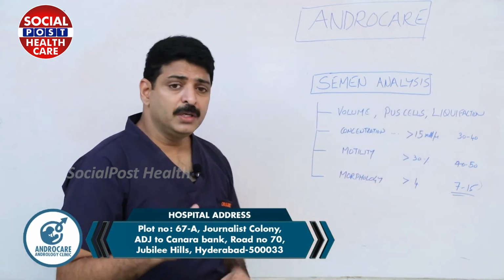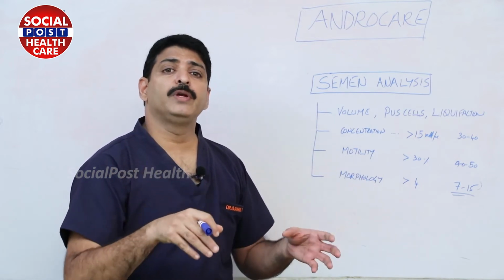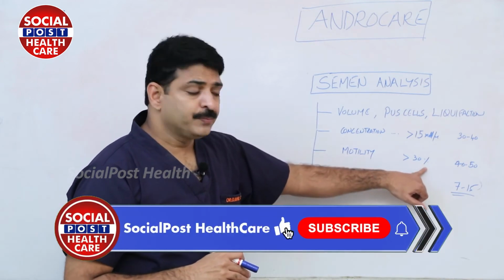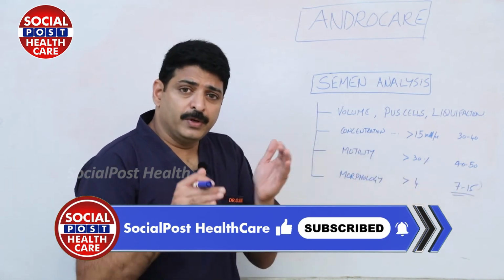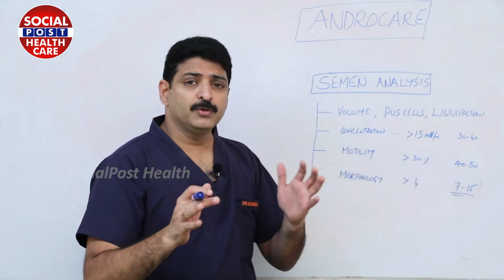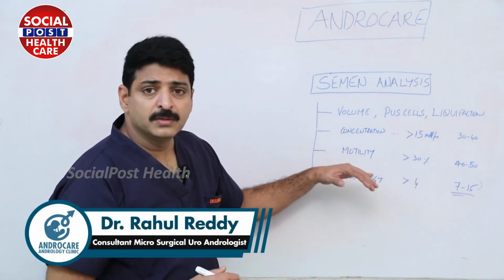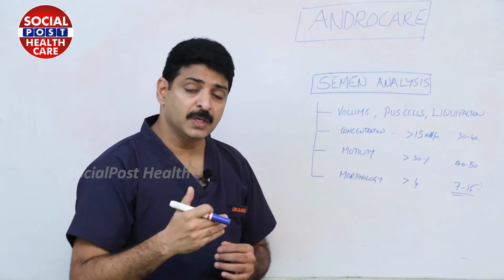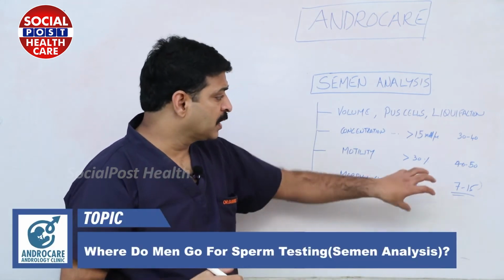Coming to motility, motility means the number of sperms which are moving forward, not just moving in the same place. It is called progressive motility. That should be more than 30%, and average value should be 40 to 50%. That means in every 100 sperms, at least 30 should move forward. If 40 to 50% are moving forward, then it's a good sample. And according to the new classification, there is rapid progressive motility. That means the percentage of sperms which are really moving fast, at least 10%.